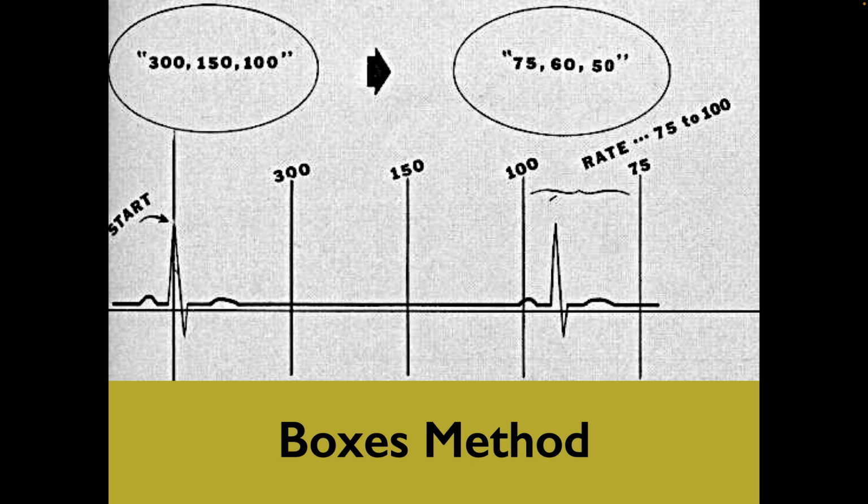So here's our starting point. The first large box, and we're going to count over to here. The first large box is 300. The second large box is 150, and I'll explain the numbers in a minute. The third large box is 100, and then the next R wave lies between 100 and 75. So what that's telling you is the rate lies somewhere between 75 and 100.